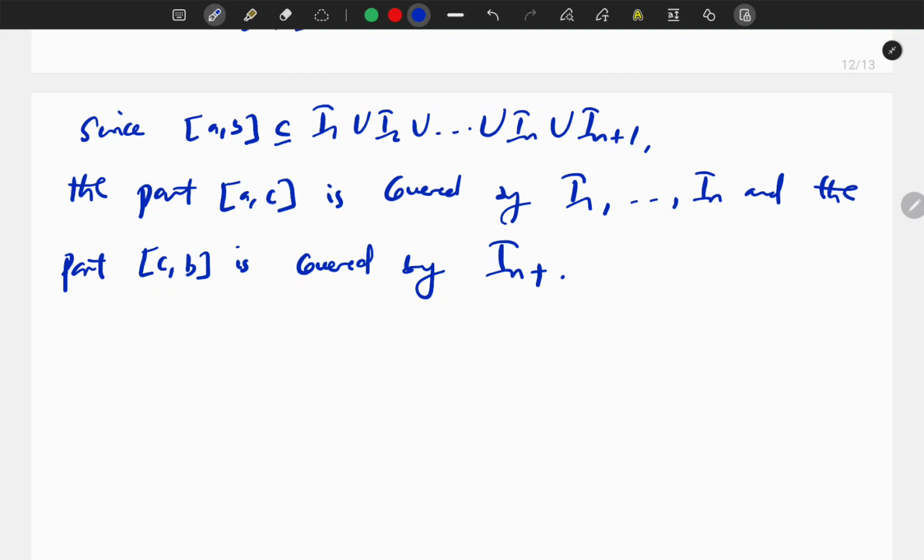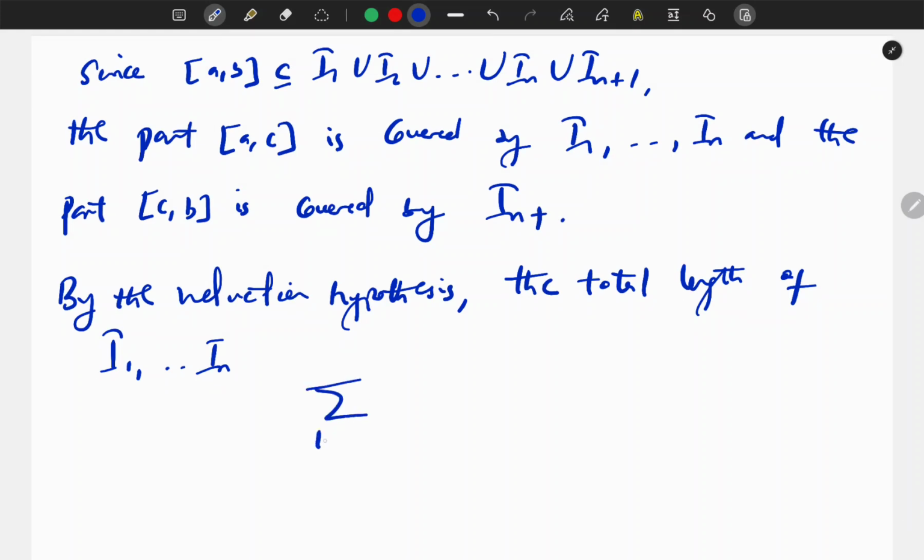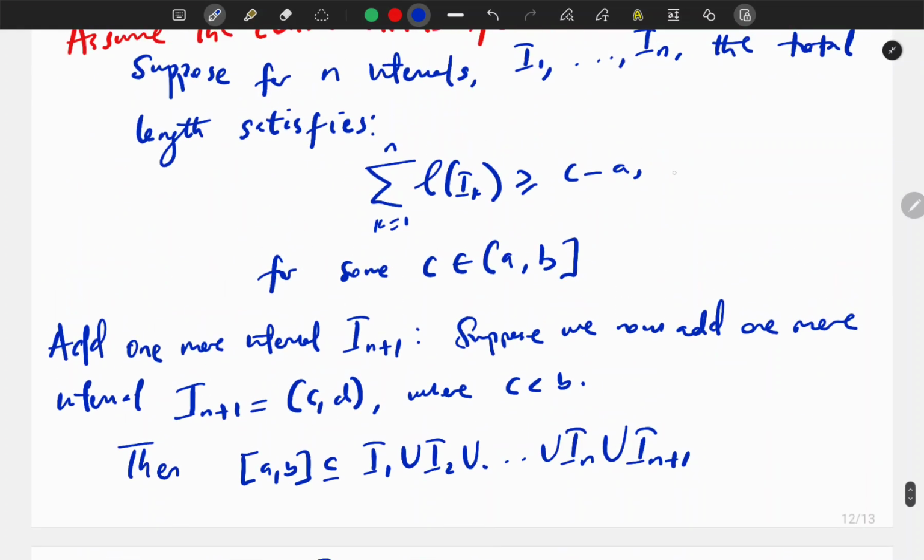So let's apply the induction hypothesis to (a, c). So by induction hypothesis, the total length of I1 to In, so we have it to be the summation k equals 1 to n of length of Ik is greater than or equals to c minus a. So we have this here.